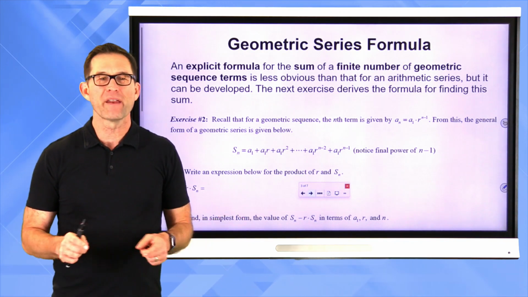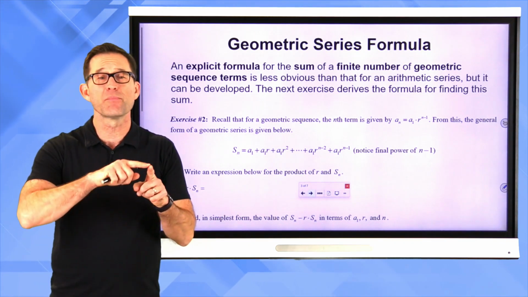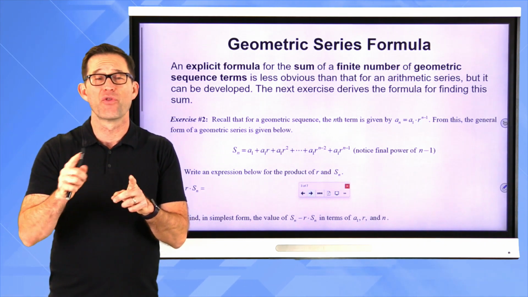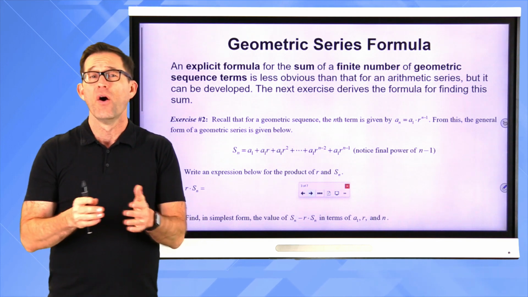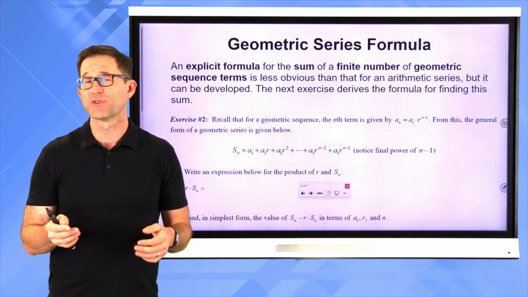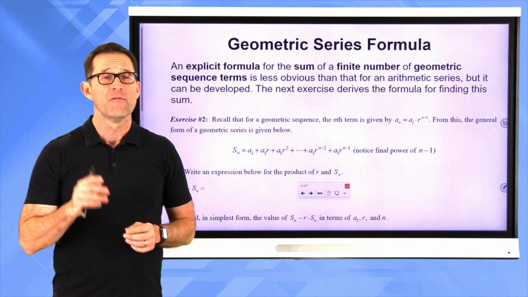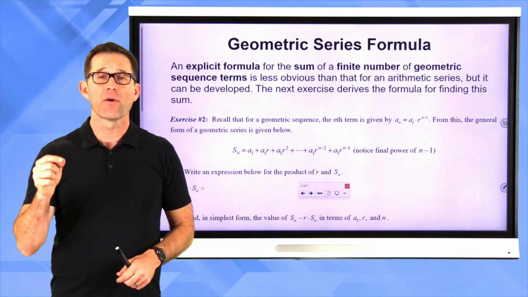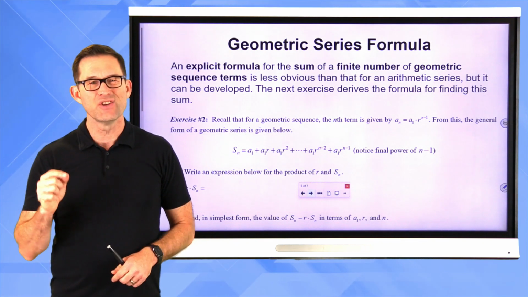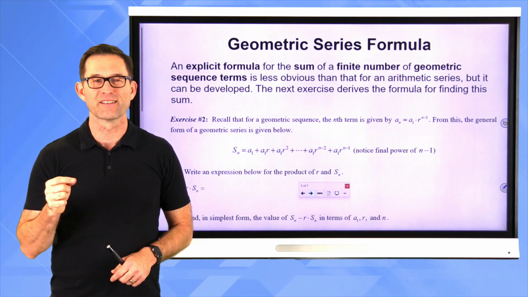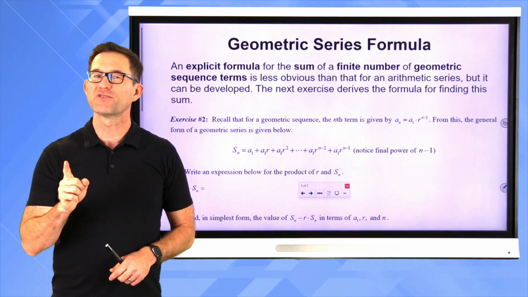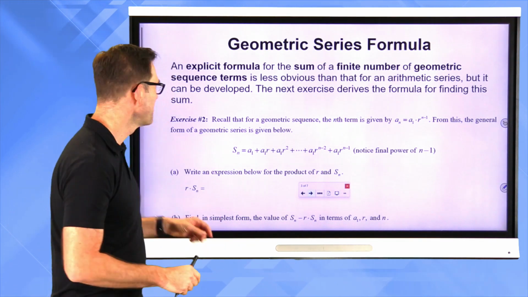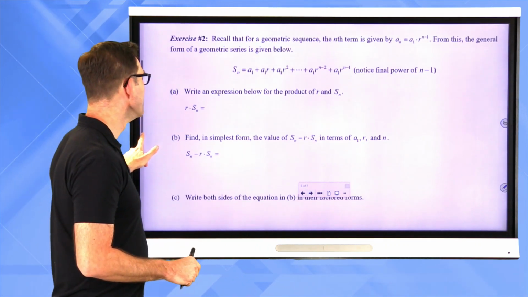So remember, with an arithmetic series that we looked at in the last lesson, we simply paired the first and the last term, the second and the second to the last, the third and the third to the last, etc. All those sums were equal to each other, so we just had to figure out that one sum, figure out how many pairs we had, and bingo, we had the formula for an arithmetic series. A geometric series also has an explicit formula, but it's much harder to get at, and yet, we're going to do it anyway. So let's take a look at exercise number 2 and develop the formula.